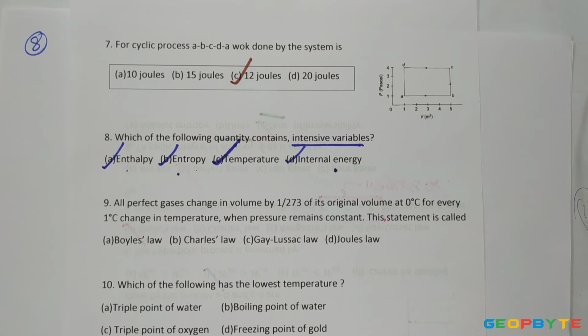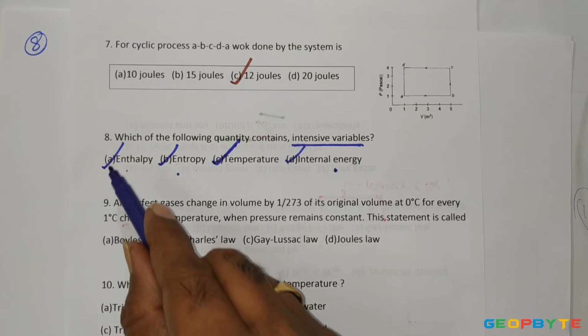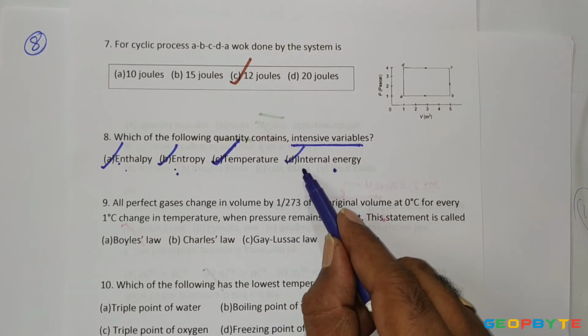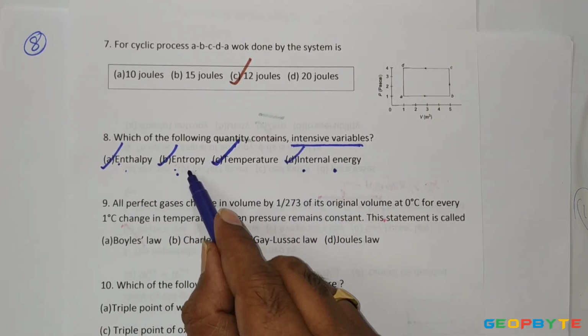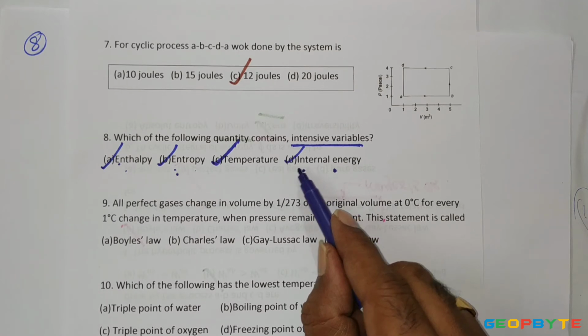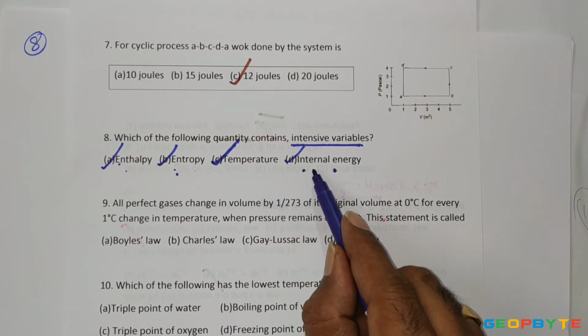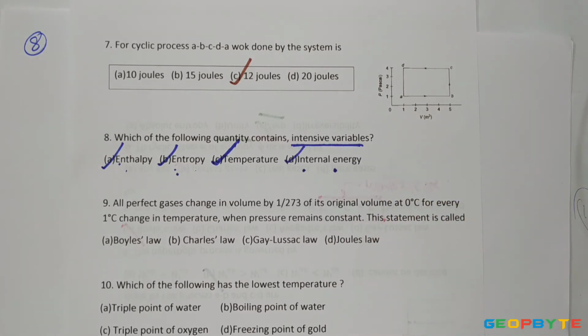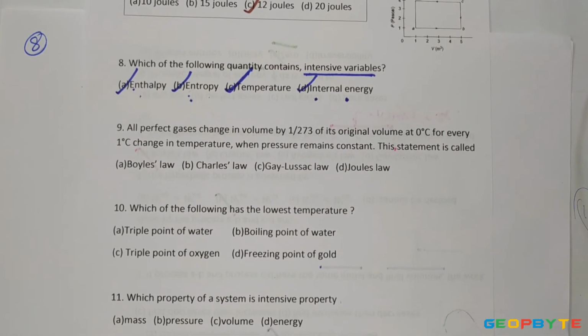Remember, temperature and pressure are basic intensive properties. Volume is a basic extensive property. Similarly, enthalpy, entropy, and internal energy should be treated as total enthalpy, total entropy, total internal energy. So all these total quantities come under extensive properties only. Now come to the ninth problem.